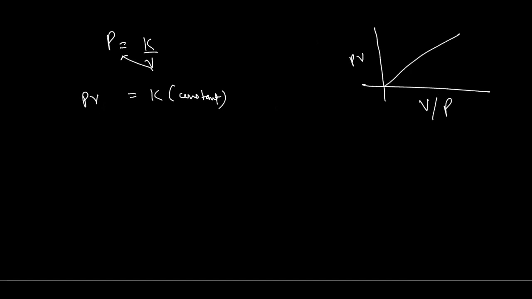Will it be like this, or will it be like this, or will it be like this? The first one, a straight line. Yes, it will be the first one, parallel to the x-axis. Why? Because it is a constant.